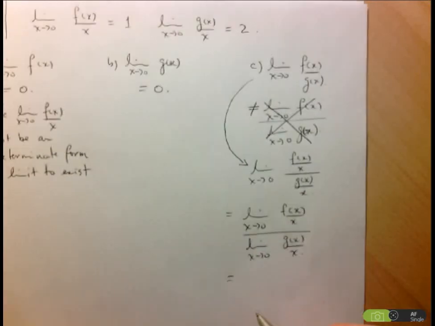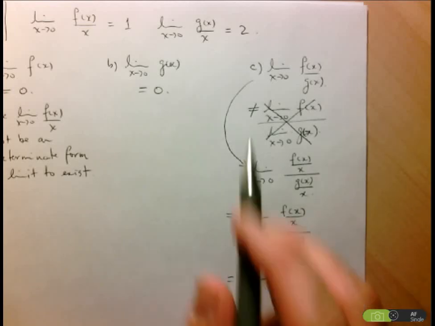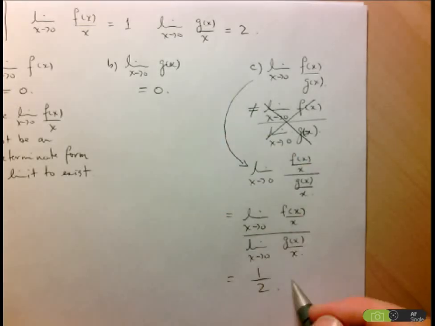And now from here, I'm given these values. The numerator approaches 1 and the denominator approaches 2. And there we go. There's our final answer. That's it for this one.